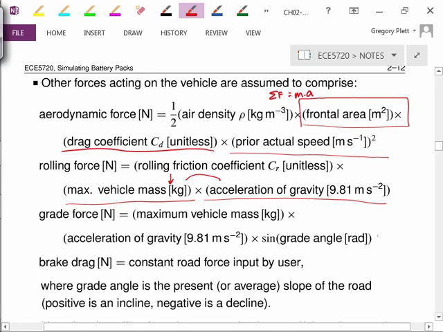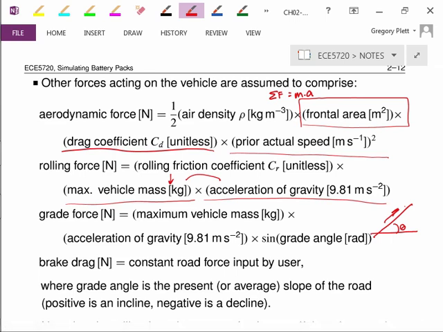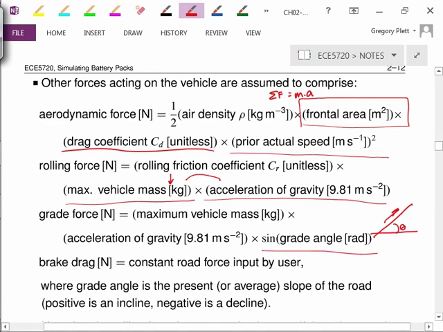And then there's a grade force. If the vehicle is going up a grade, an incline, then gravity itself is going to have an impact that I'm going to have to fight against. So this is mass times acceleration due to gravity. So again, mg, it's the vehicle weight, times the sine of the grade angle. It's the sine of the grade angle that is going to be the one that is the problem.